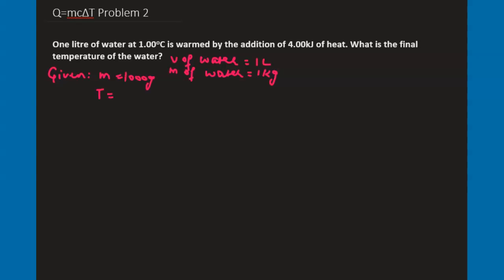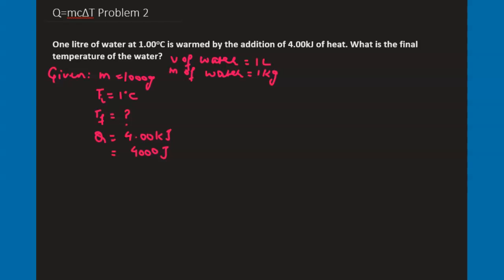Temperature is given to us as the initial temperature, so we would write it as Ti equal to 1 degree Celsius. We know that this temperature is going to be increased because we are adding heat to water, but we don't know what the final temperature would be. So that is our question mark. Next, we are given the energy as 4 kilojoules. We can write it in joules, because 1 kilojoule is 1000 joules, so this can be written as 4000 joules.